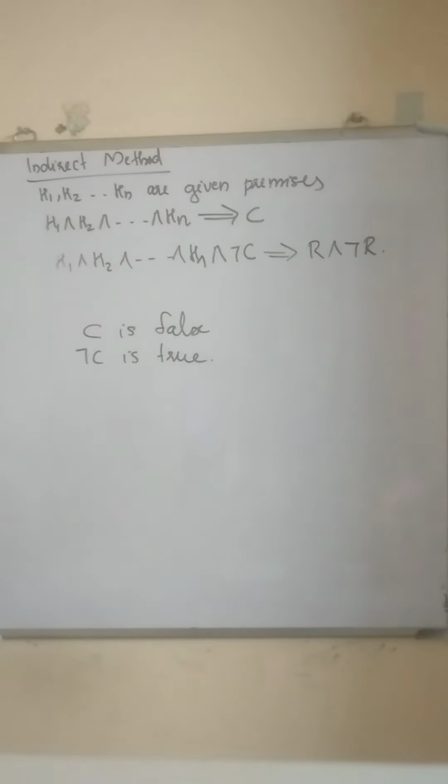That is, using the indirect method, we add a new premise, the negation of the conclusion. Then by using implications, we reach a contradiction. That is the method of solving problems in the indirect method: we add a new premise, negation of the conclusion, and we reach a contradiction.